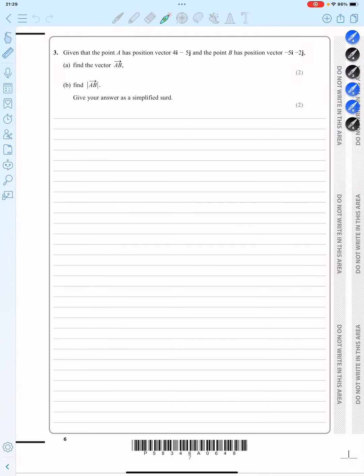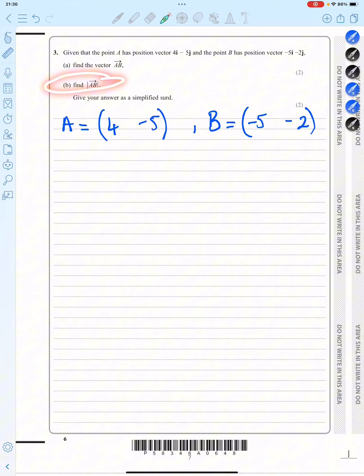Alright guys, so we have here a problem with vectors. So we have the point A, which has position vector 4i minus 5j, and the point B, which has position vector minus 5i minus 2j. So basically A is the vector (4, minus 5), and B is the vector (minus 5, minus 2), right? Now we need to find the vector AB, and then we need to find the magnitude of AB.